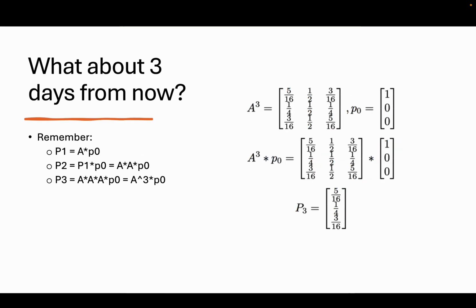So what about 3 days from now? Well, basically P1 is A times P0, and P2 is A times P1, which is basically A squared times P0. And we can also obtain P3, which would be A cubed times P0. So if you do the math and you calculate, you end up getting that A cubed is this matrix here. You multiply by the P0, and you get this corresponding vector.